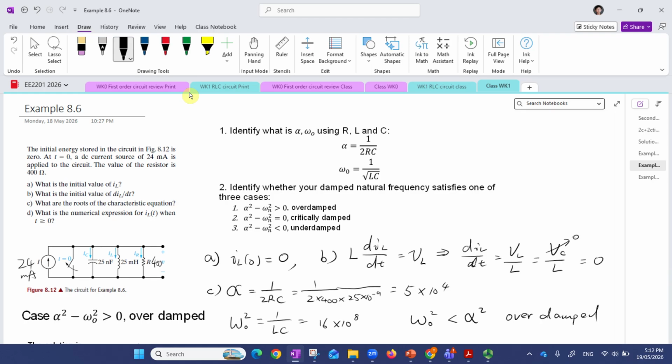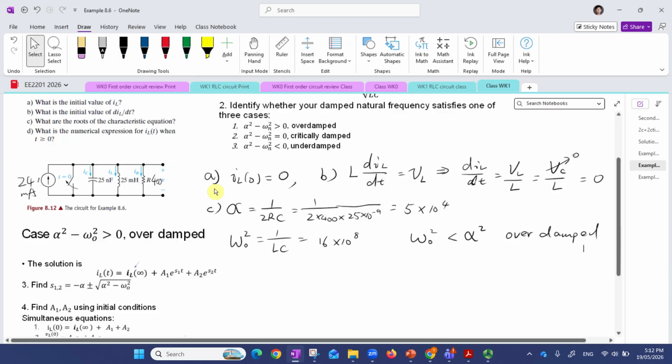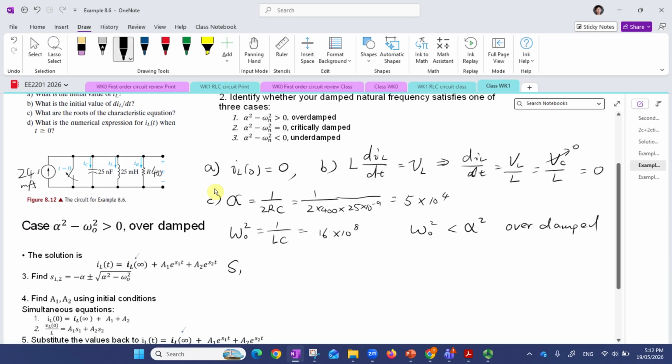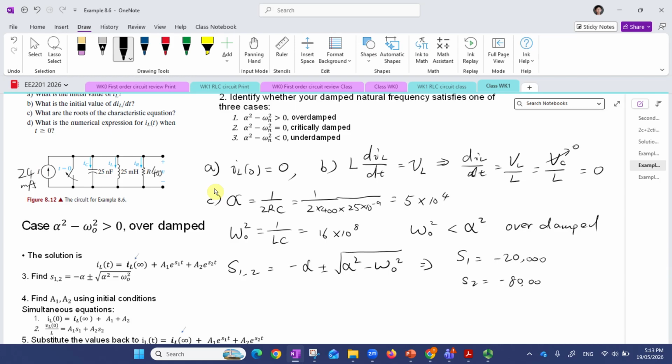For this overdamped case, the roots of the characteristic equation are negative alpha plus or minus the square root of alpha square minus omega square. Then we have all the numbers, right? We plug them in and have S1 equals negative 20,000 and S2 equals negative 80,000.